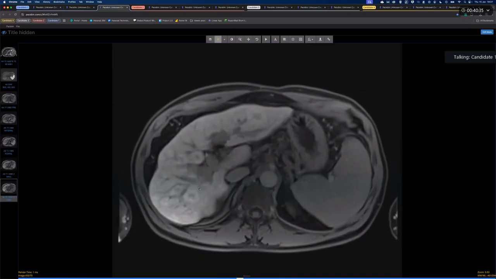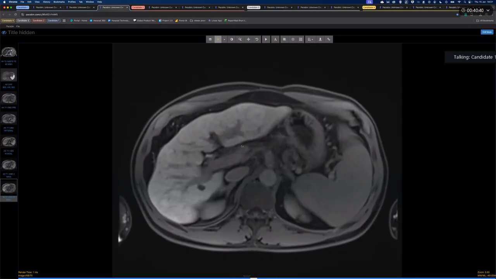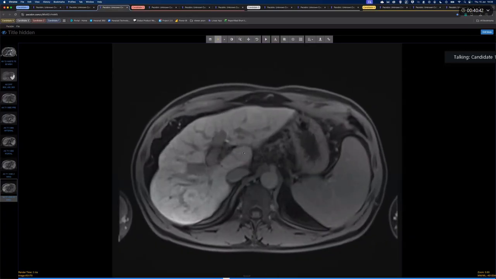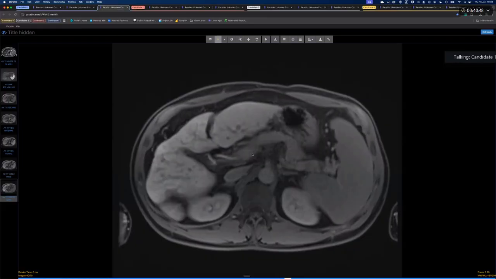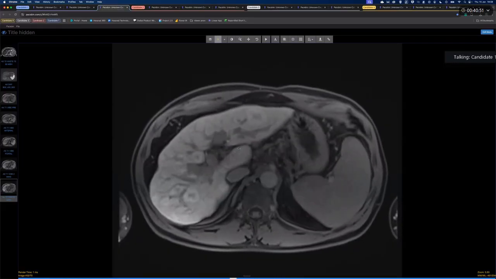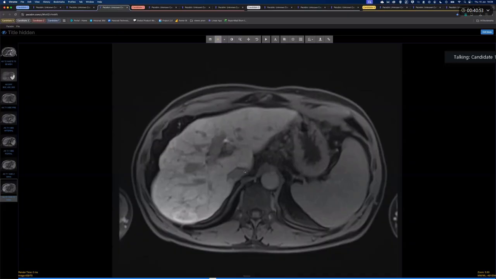So my differential, given this appearance, and this is the late arterial, so there is central washout, and there is capsular retention of the contrast. Possibilities would be multiple HCCs, or could be multiple metastases. Unlikely to be hemangiomas because they show centripetal filling, which is not the case.